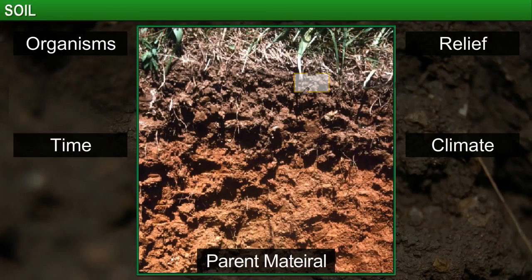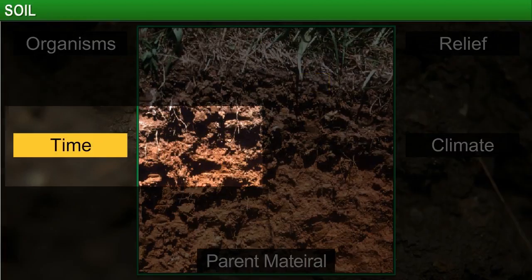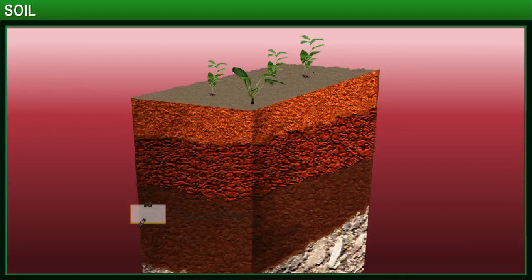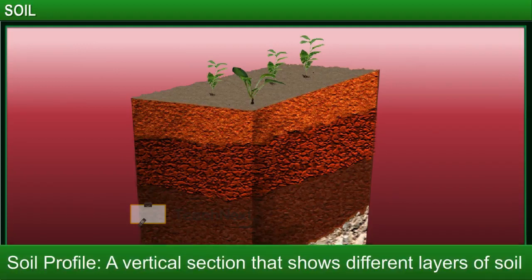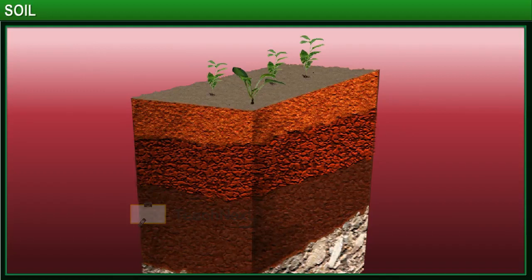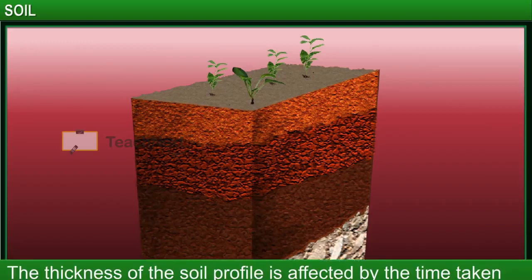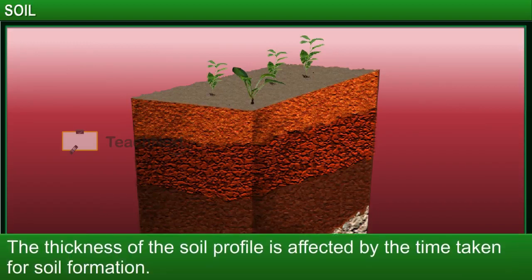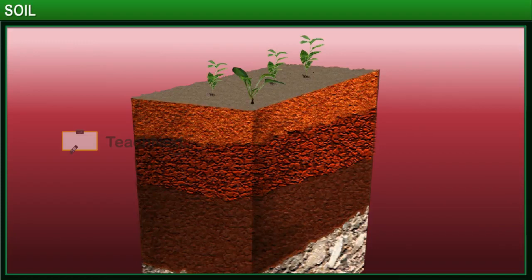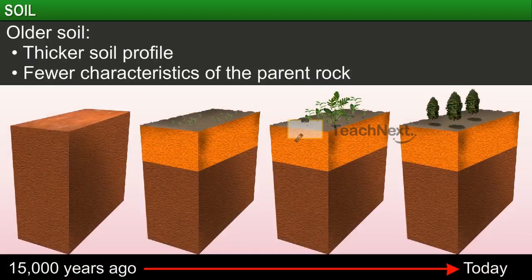We talked about physical and chemical properties of soil as well as its fertility. But how about the thickness of the soil profile? A vertical section that shows different layers of soil is called a soil profile. The thickness of the soil profile is affected by the time taken for the soil to form. Here is a diagrammatic representation of a typical soil profile. Older soil has a thicker soil profile, as over time several layers of soil have been deposited and formed.